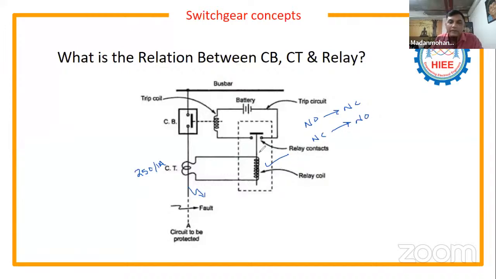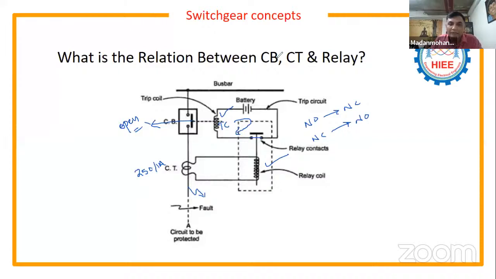So when this NO becomes NC, what happens? This NO is going to be closed. Current always flows through the closed path. When this NO becomes NC, this path becomes the closed path, then the tripping coil of the breaker is going to energize. When the tripping coil of the breaker energizes, your breaker will just open its contacts. That's how the faulty section will be isolated from the healthy section.